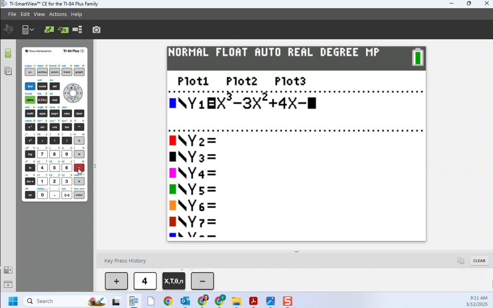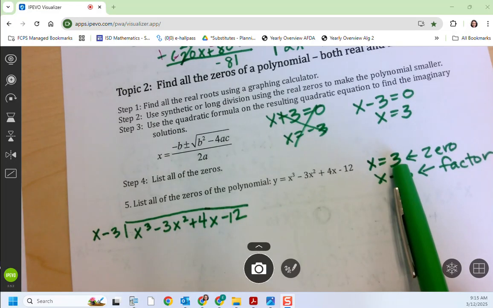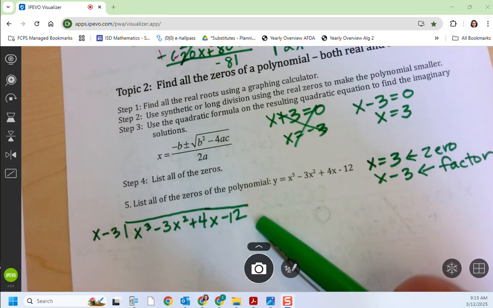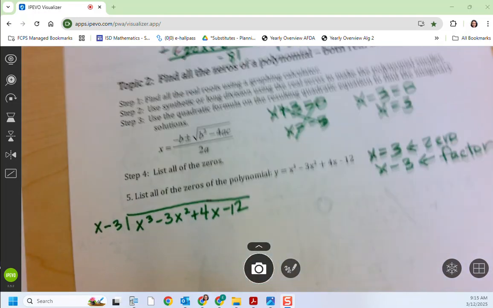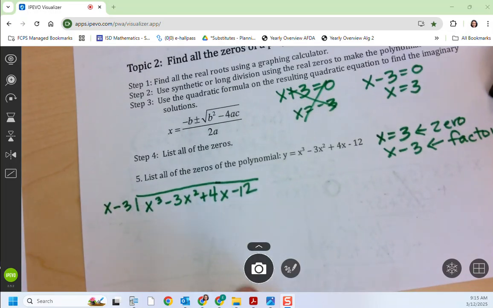Okay, on the graph we saw x equals 3 is a 0. That means x minus 3 is a factor, so we are dividing the polynomial by x minus 3. I'm going to go through the steps at a pretty normal pace. I'm not slowing down because we did these several times already.